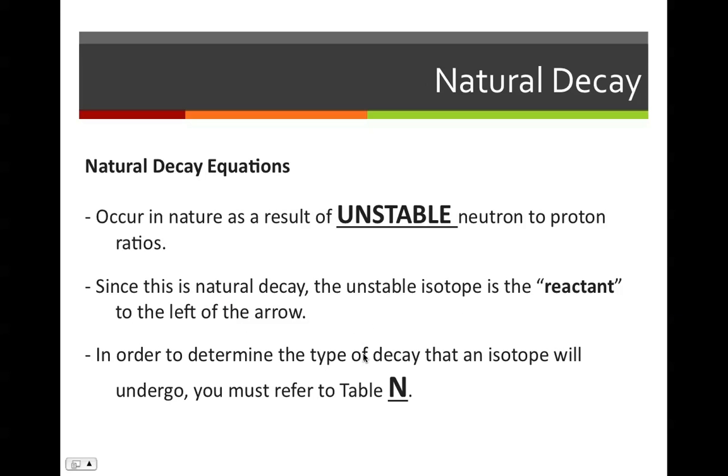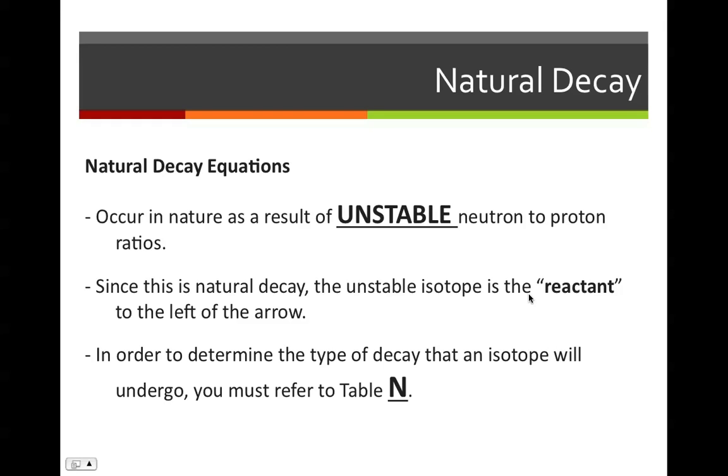So natural decay equations, this is a result of an unstable neutron to proton ratio. Remember we talked about this in Concept A. These natural decays occur because that nucleus is unstable. It's because of that proton and neutron ratio. Since this is a natural decay, the unstable isotope is the reactant to the left of the arrow, and there's nothing else there. That is the only reactant to the left of the arrow. I think in your note packet you have a blank here, so just put it is the only reactant to the left of the arrow.